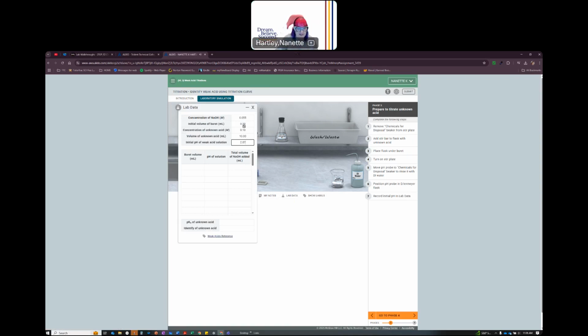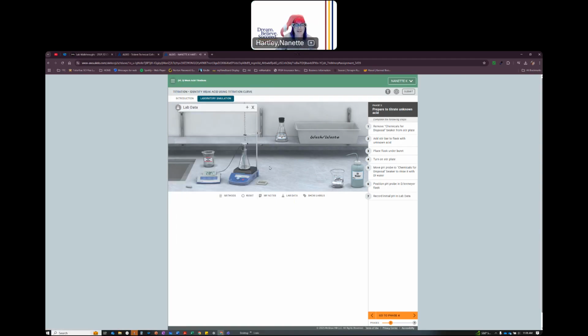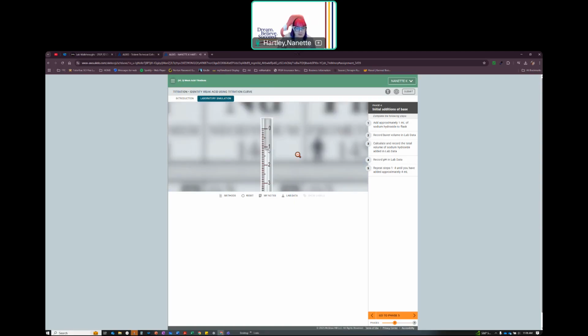Out of 7. That's a 7. Okay, fine. And now we can go to the next phase. Now what it's going to do is add approximately 1 ml and record the buret volume. So I'm going to add a ml, and look at the volume, and it's 1.02.